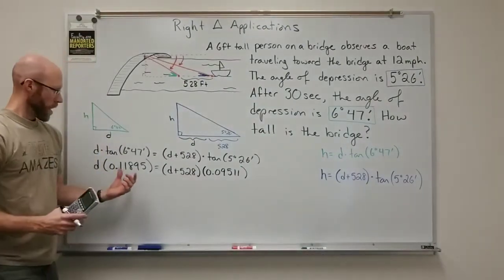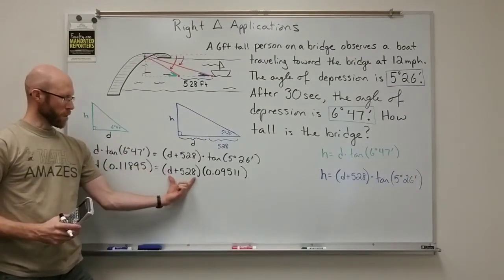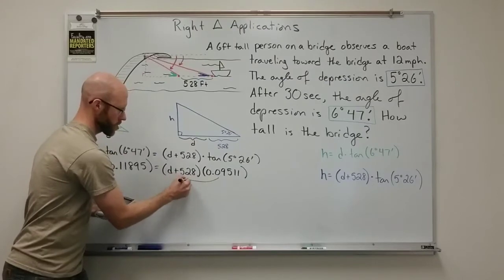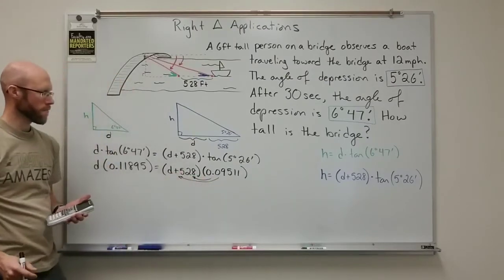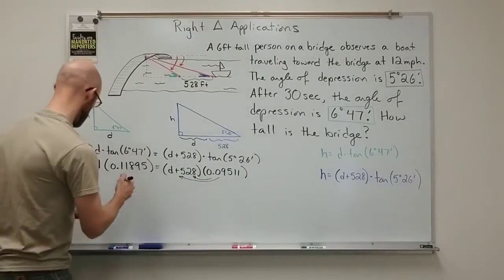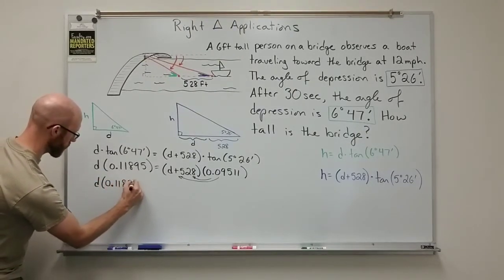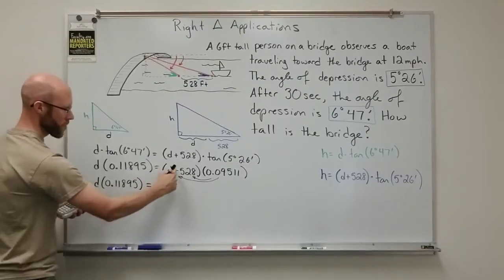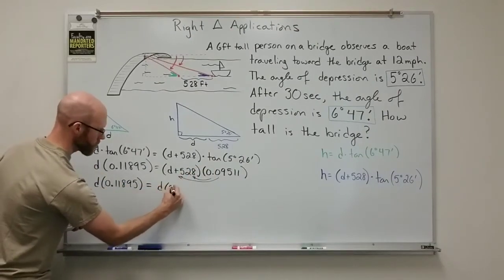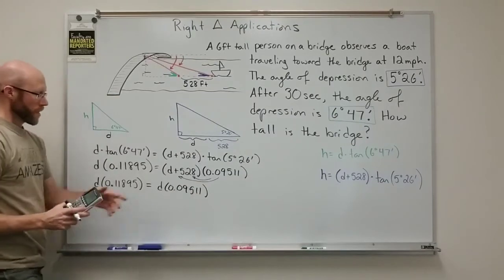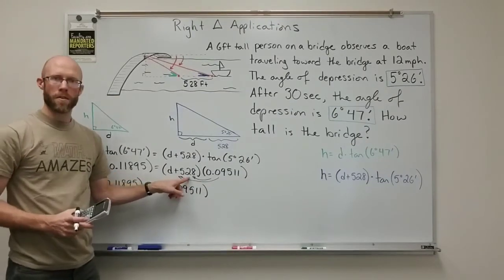Okay, so now I'm going to distribute, right? I have a plus and a times. I'm going to distribute this decimal into the parentheses. And that gives me D on the left times 0.11895 equals, now here I get D times 0.09511. And then I've got to multiply by 528.